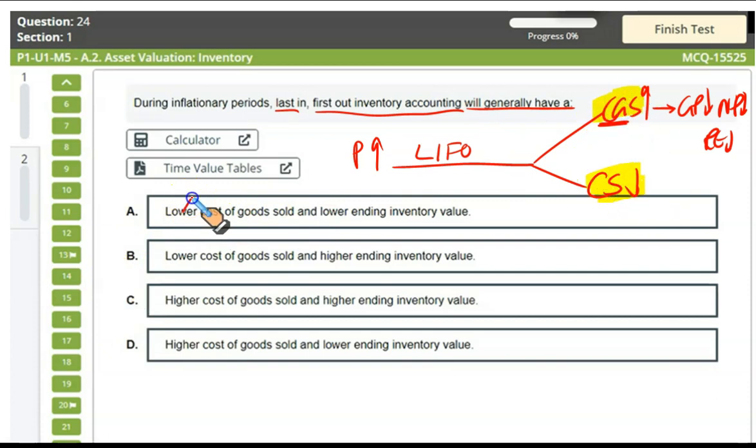This is incorrect. Lower cost of goods sold and lower ending inventory: the second part is correct, but the first is not. Lower cost of goods sold, no, and higher ending inventory, wrong, it should be lower ending inventory. Higher cost of goods sold, correct, and higher ending inventory, this is incorrect as well. Higher cost of goods sold, yes, and a lower ending inventory, yes. This combination is perfect.